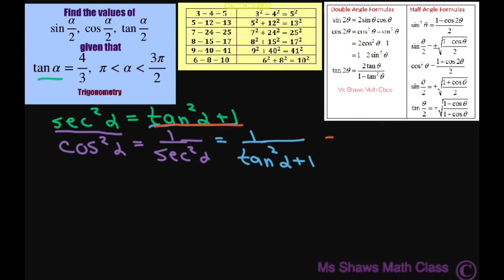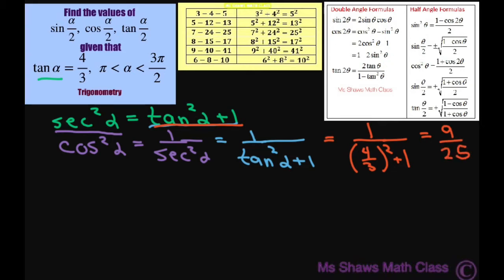And so then I know my tan is 4 divided by 3. So this is going to equal 1 divided by, and substitute in your tan, so that's (4/3) squared plus 1. All right, so you add all that up, you're going to get 9 divided by 25.